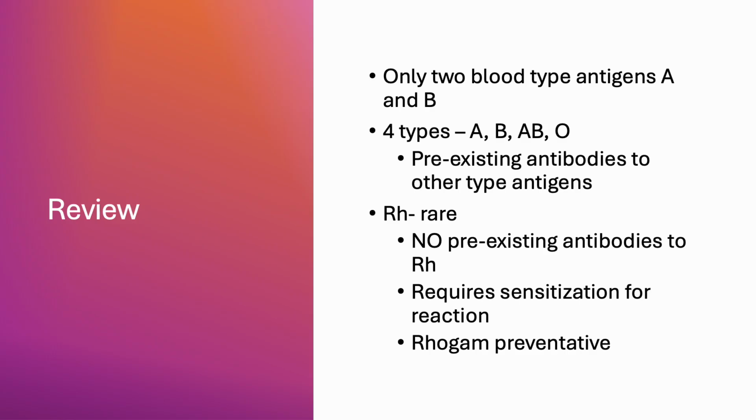I know, that's a lot, but let's review what we learned today. Okay, there are only two blood type antigens, A and B, but there are four blood types: A, B, AB, and not A or B, or type O. People have pre-existing antibodies to other type antigens.